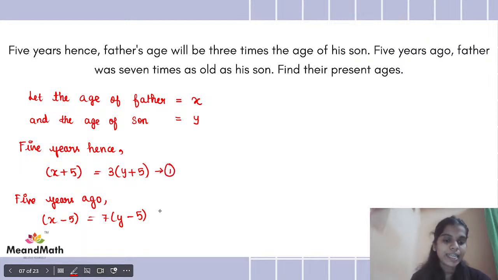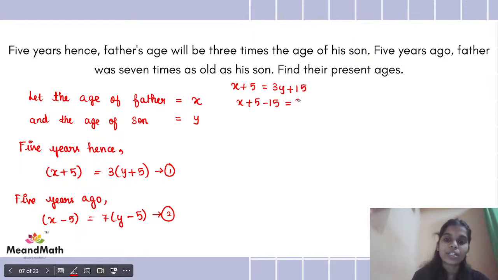Let it be 1, let it be 2. x plus 5 equals 3y plus 15 using distributive property. So x plus 5 minus 15 equal to 3y. x minus 3y minus 10 equal to 0. Let it be equation number 3.